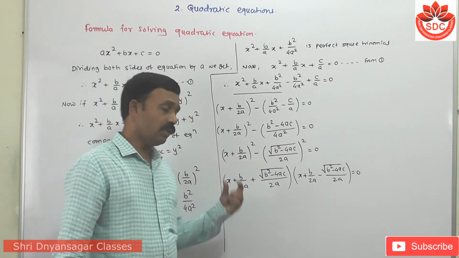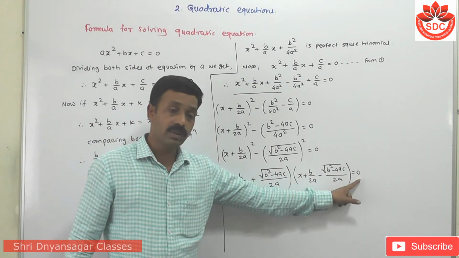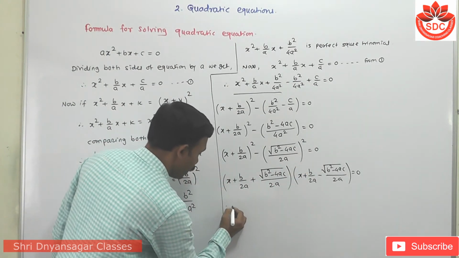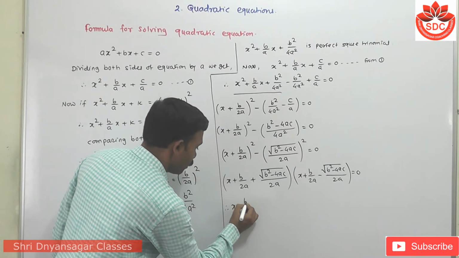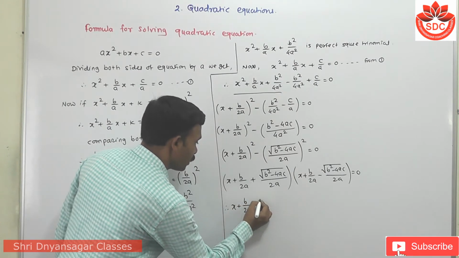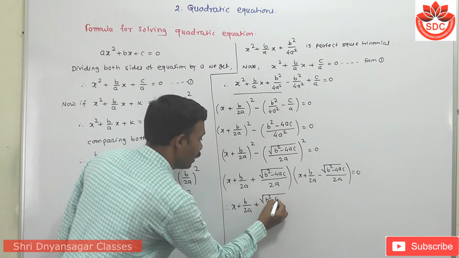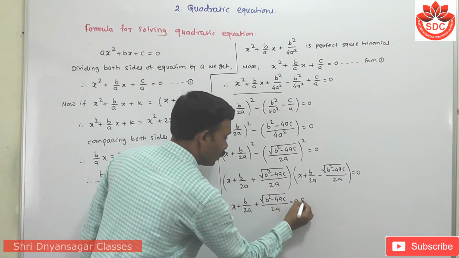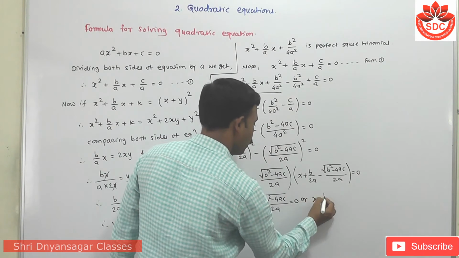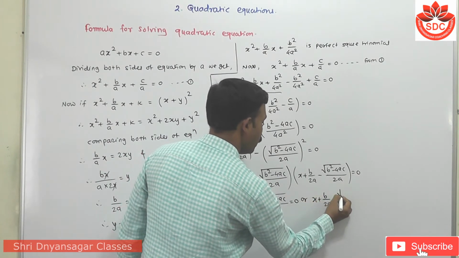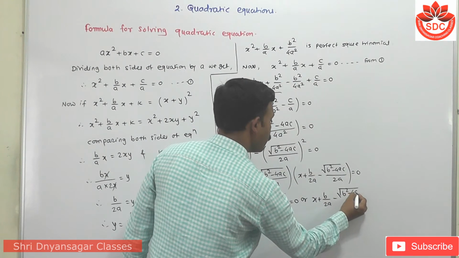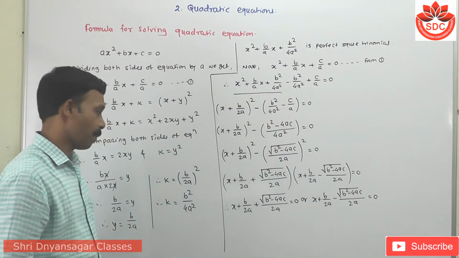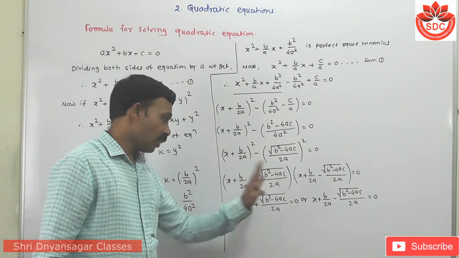Then student, we know the property that if the product of two terms is equal to 0, then at least one of them must be 0. So by using this, I would write here x plus b upon twice a plus root of b square minus 4ac upon twice a is equal to 0, or x plus b upon twice a minus root of b square minus 4ac upon twice a is also equal to 0. Then I have to transpose all these values to this side.